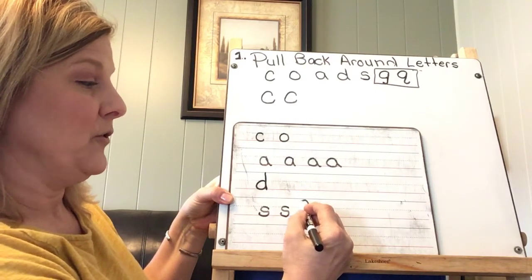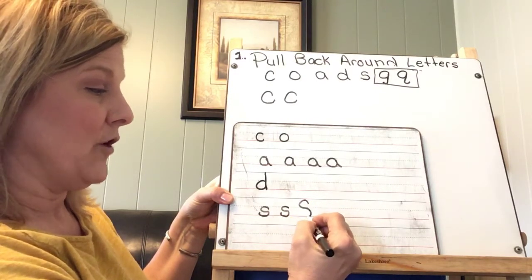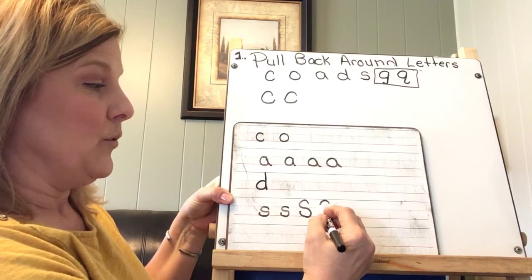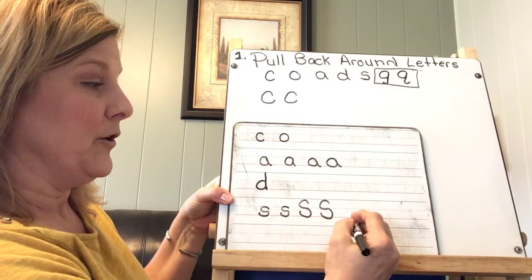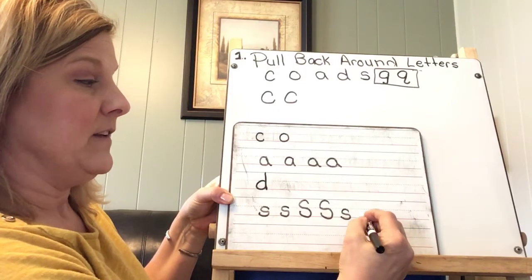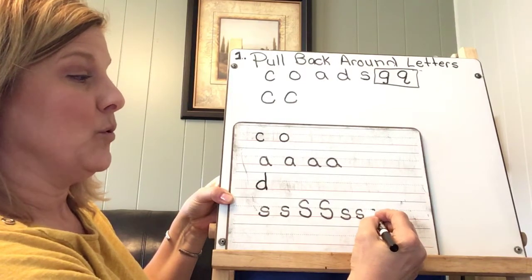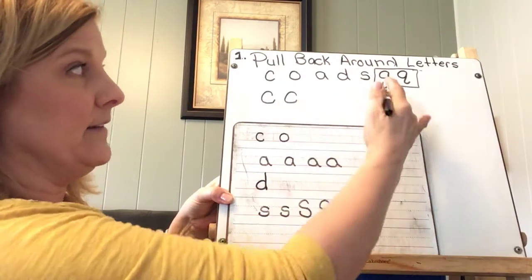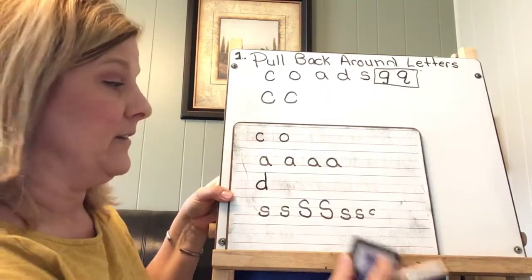A little larger so you can see, pull back around, drop down and curl. Pull back around, drop down and curl. As you can see, it's always that same motion, pull back around. That's why I've categorized these letters as pull back around letters.